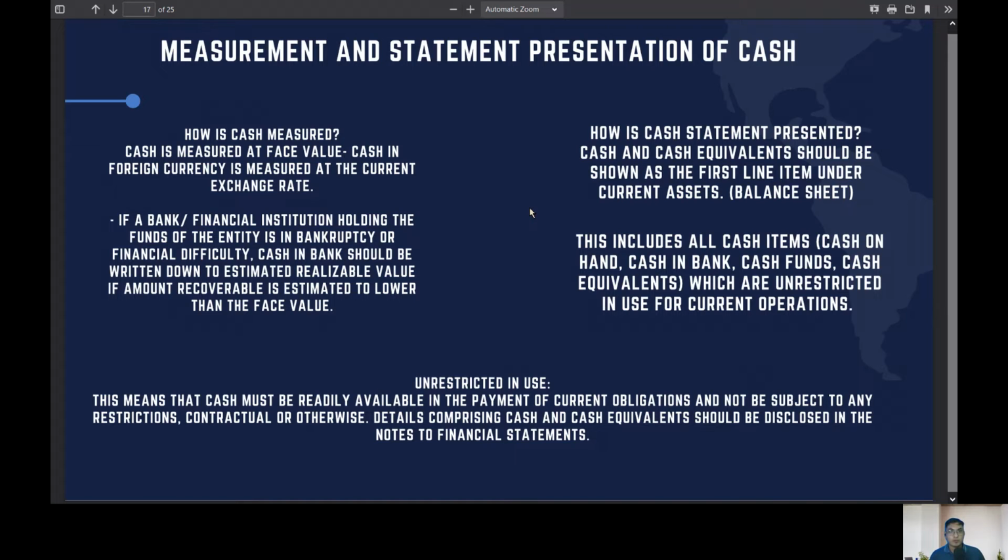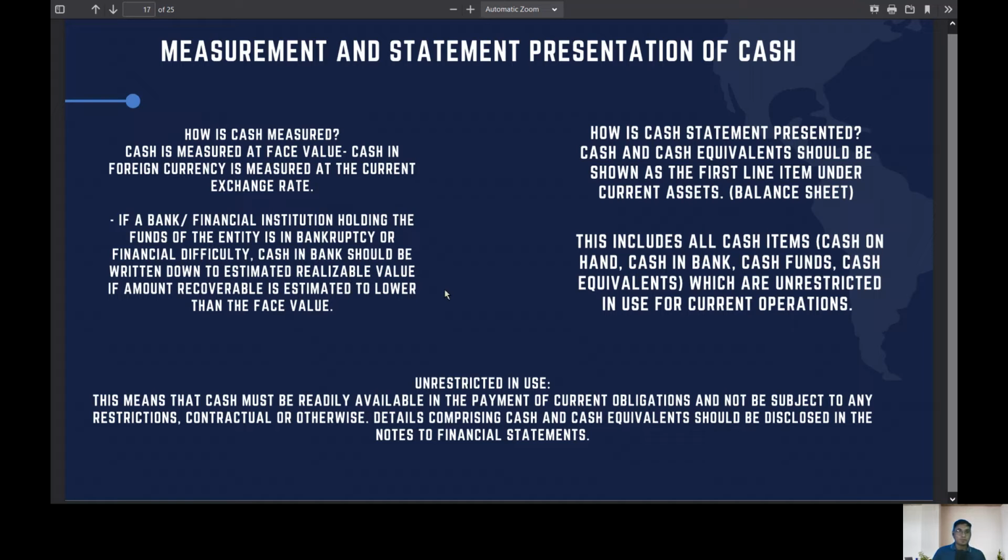And foreign currency is measured at the current exchange rate, but in presentation, it is supposed to be as of the date of your report. Like your report is in 20x1 and in 20x2 the exchange rate is different. During your 20x1 report, you should report foreign currency at that date's exchange rate.